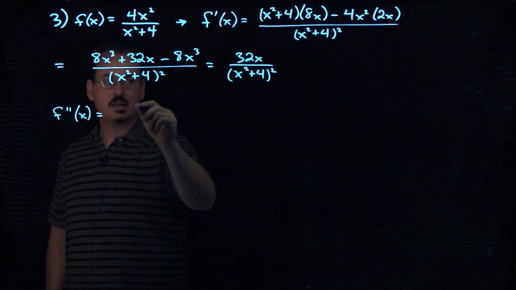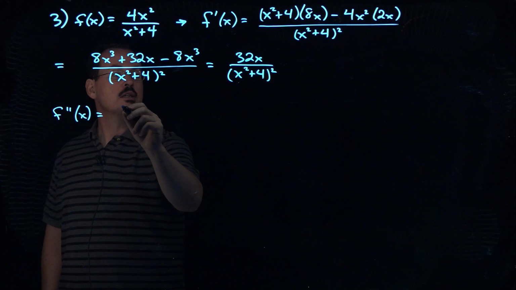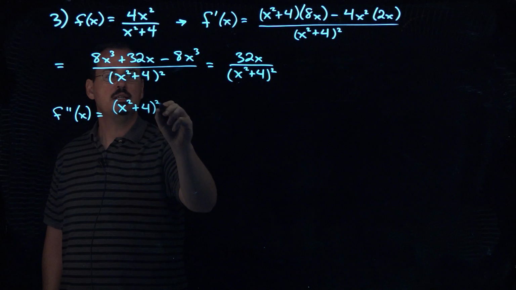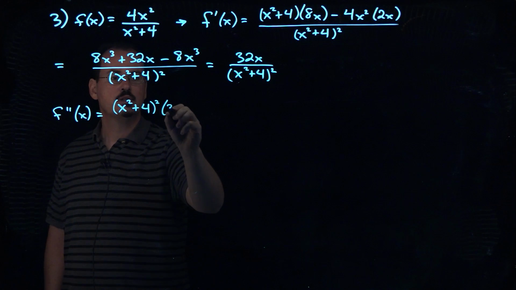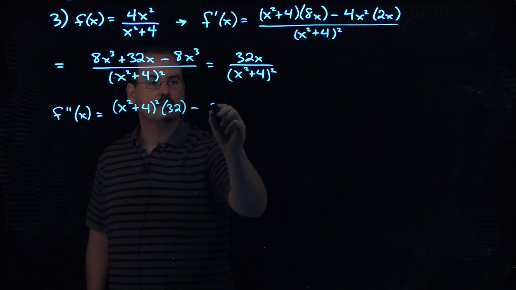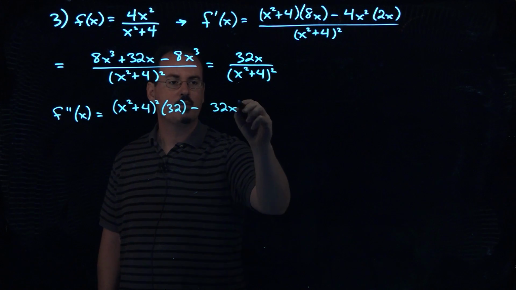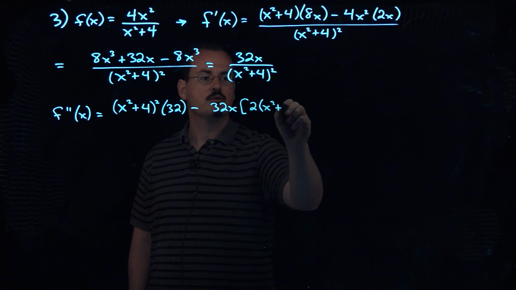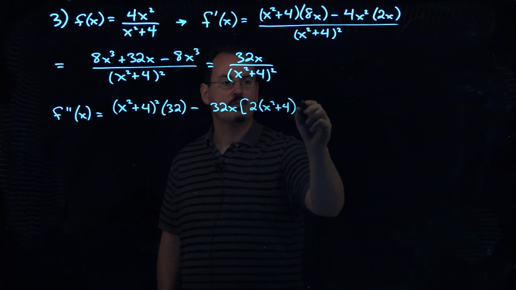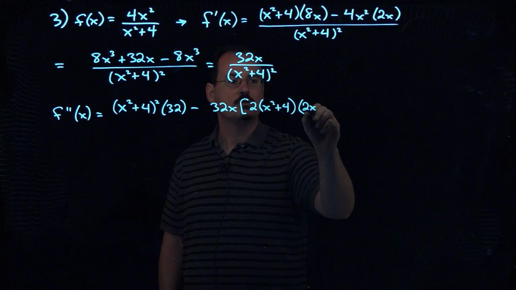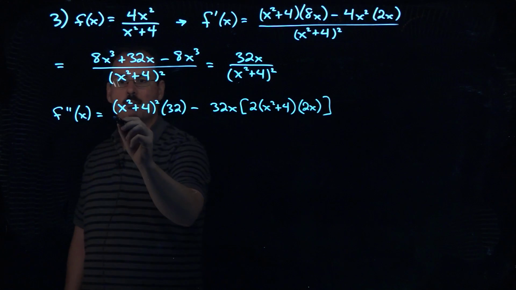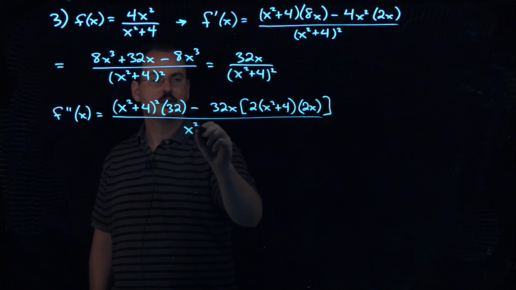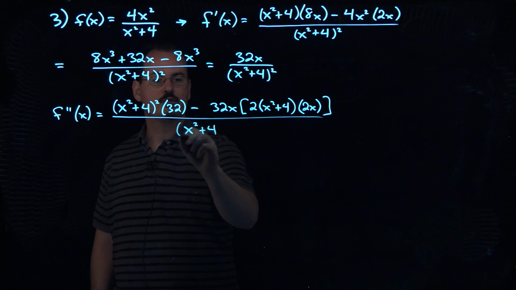So this time, again, it's low d high minus high d low. So low, x squared plus 4 squared, d high, the derivative of the top function is 32, minus high, 32x. The derivative of the bottom function is going to require the chain rule. It's going to give us 2 times x squared plus 4, lower that power by 1, multiply by the derivative of the inner function, 2x. So we get that. Divide all this by x squared plus 4 squared, and then squared again gives us a fourth power.